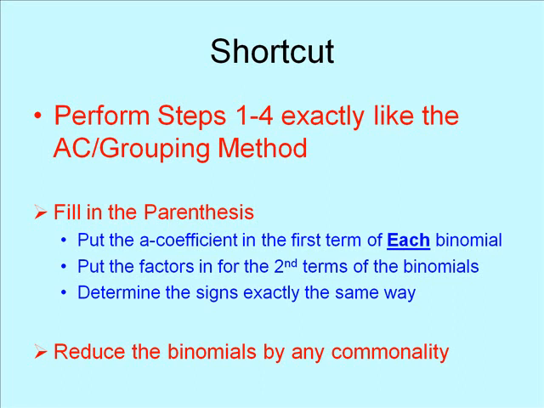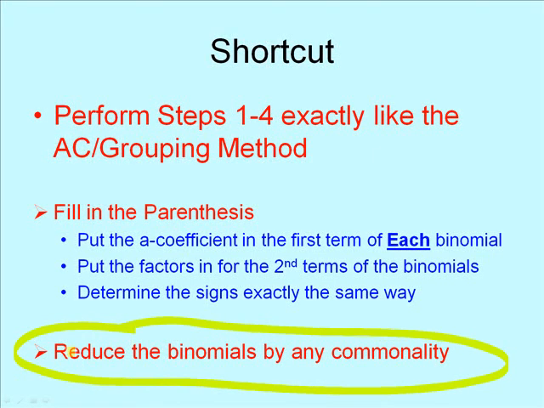Then we'll put the factors for the second terms into the binomials, just like when we rewrote the b term. We're going to use the factors from the factorization of AC. And then we put the signs in the exact same way. The last step is to reduce the binomials by anything that's common, and here's a hint to make sure you're doing it right. Whatever you reduce out down here is going to equal the extra a that you put in there.